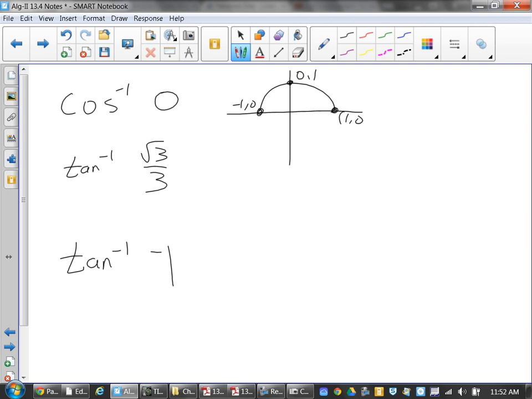Tangent. Which angle has a tangent of root 3 over 3? 30. So if we are at a 30, 60, 90, it's root 3 over 3 at 30. For tangent, I'm looking between pi over 2 and negative pi over 2. A 30-degree angle is? Pi over 6. Very good. Tangent negative 1.